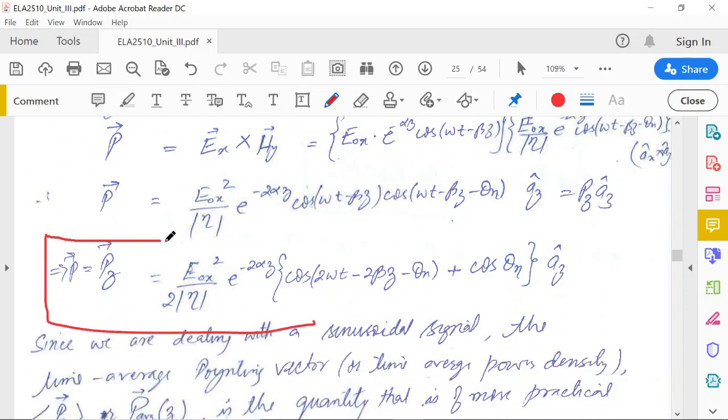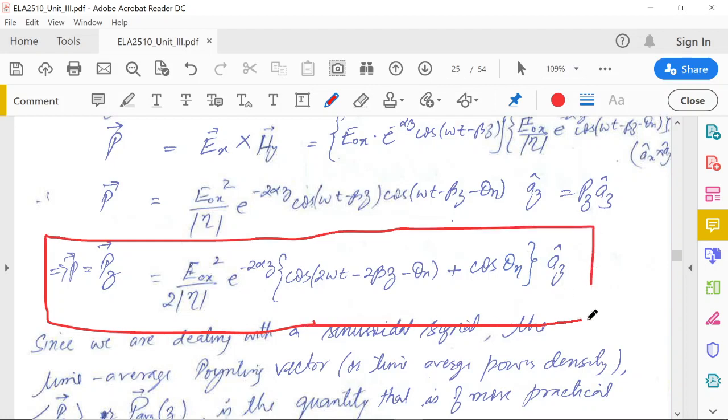Now as E and H depend on time, this Poynting vector is pointing in the z direction, so P has its direction along the z axis. We can say this is the Pz component. So Pz will be E of x squared over 2 eta, e to the power minus 2 alpha z, cos of 2 omega t minus 2 beta z minus theta n. This is the expression we obtained for the uniform plane wave, where E and H are perpendicular and have directions AX and AY.